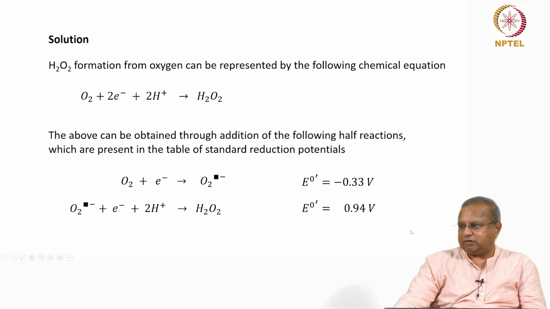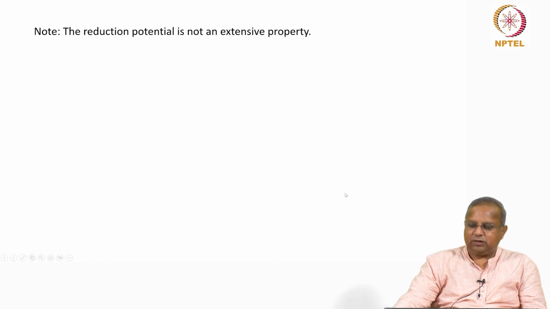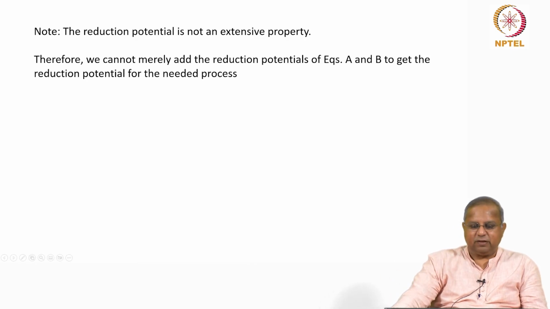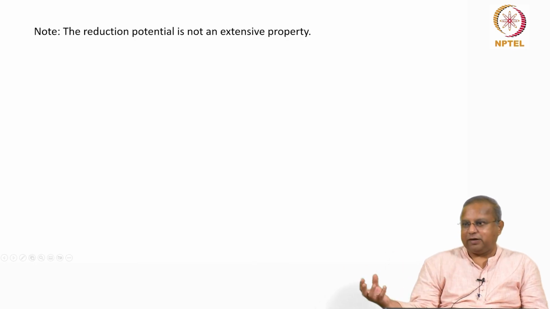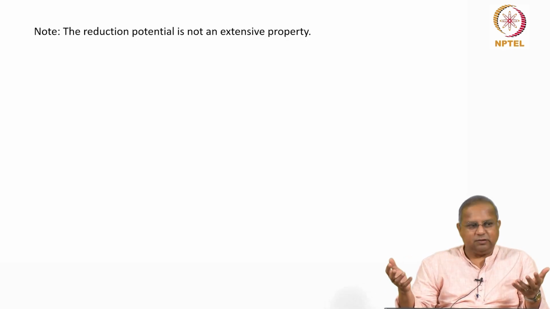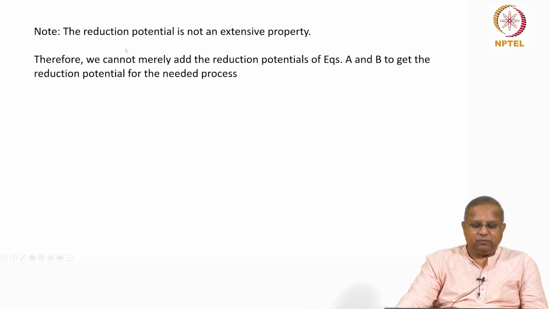So, once you have this, it is straightforward. We use the energy information that is available in the table that has come up here. The reduction potential is not an extensive property, it is an intensive property. Okay, that is one of the reasons why we reviewed that concept, and therefore, the amount does not matter. It is like temperature throughout the system, as long as the system makes the temperature the same, right. So, we cannot merely add the reduction potentials to get the reduction potential for the needed process.